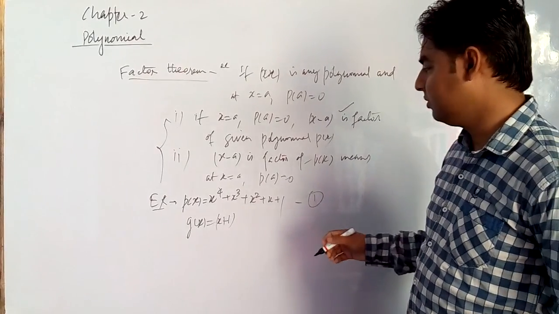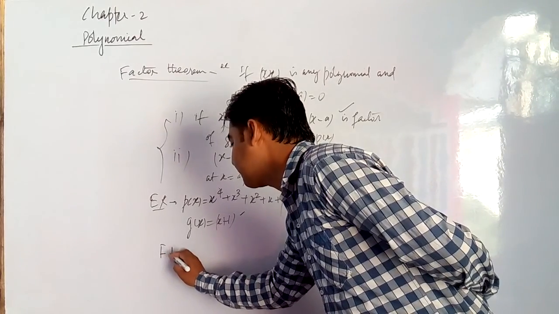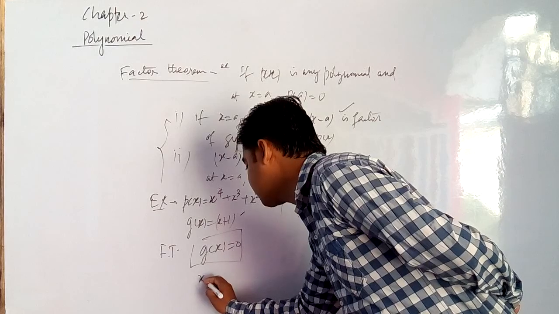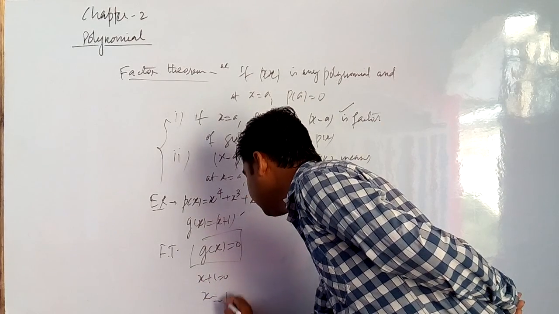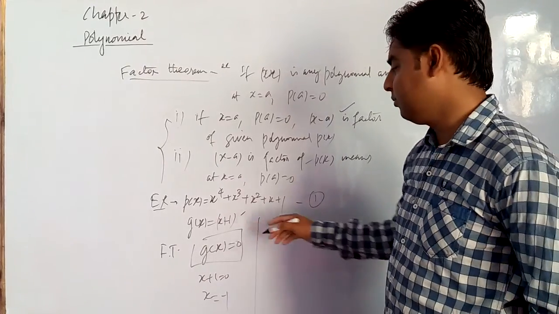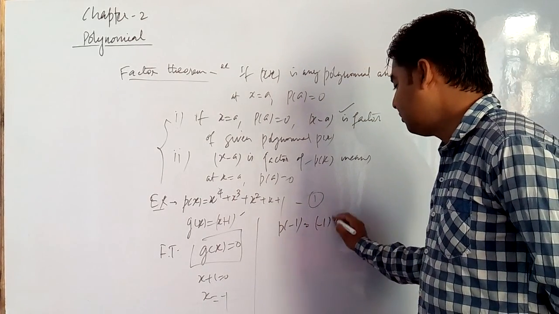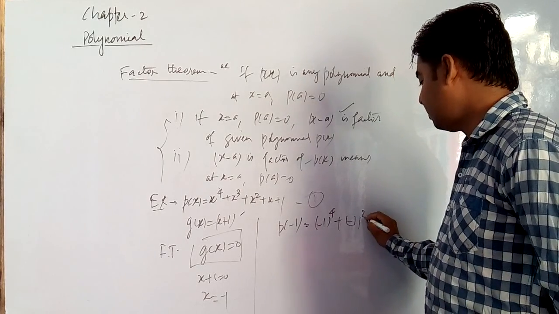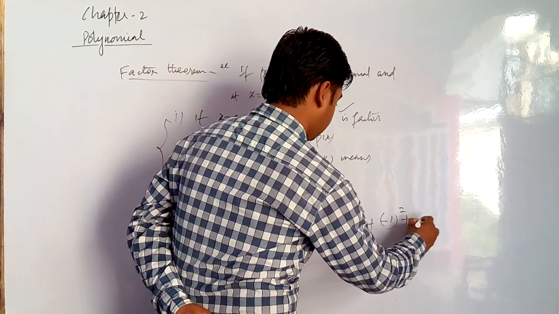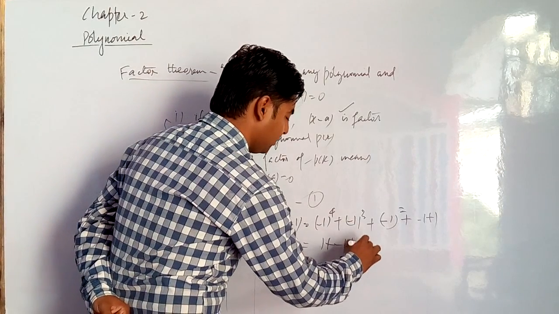So by using the factor theorem, how do we check whether it is a factor of the given polynomial or not? When we apply the factor theorem, you always set g(x) equal to 0, like x plus 1 is equal to 0. You will get x is equal to minus 1. Now substituting the value of x in the given polynomial, when we put x equal to minus 1, we will get (minus 1) to the power 4, (minus 1) to the power 3, plus (minus 1) square, minus 1, plus 1. What we will get here is 1 minus 1 plus 1 minus 1 plus 1.